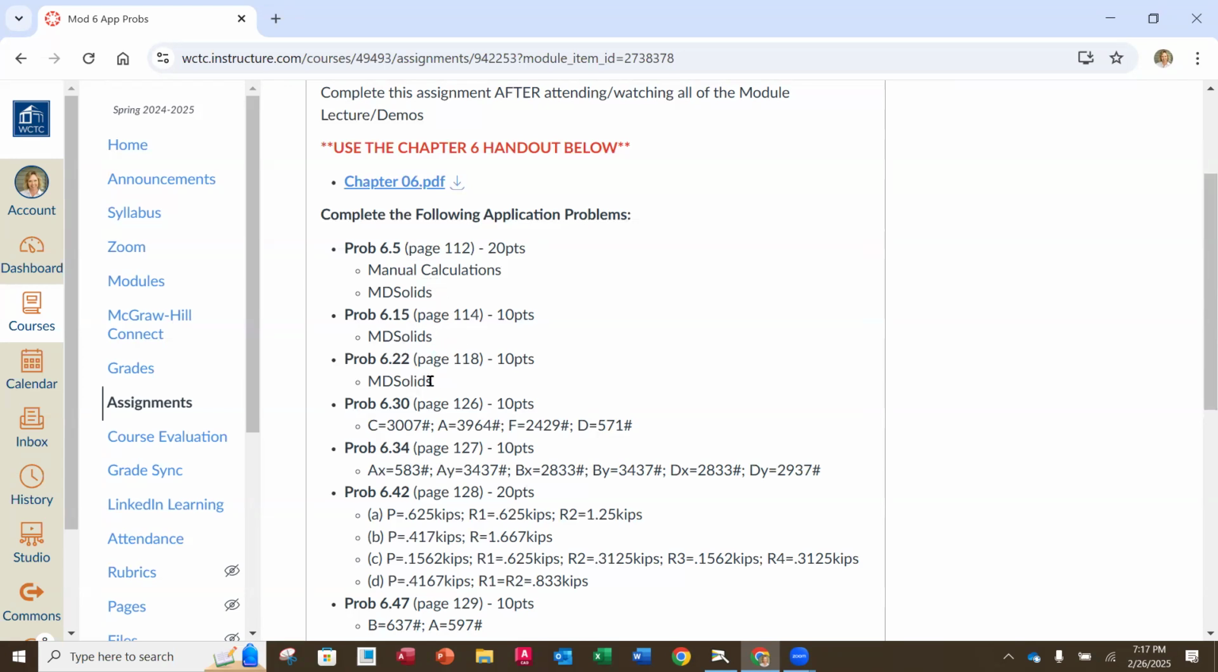You'll notice the next two are just MD Solids. You don't have to do manual calculations. So manual calculations only for 6.5, but then you've got 2 more trusses that you're going to do on MD Solids. It's really just practicing setting them up. So I picked 2 more for you to run, and those 2 are only going to be the MD Solids screenshots. Okay. So 6.5 is a 20-point problem because of the manual calculations, and then the other 2 are 10 points.